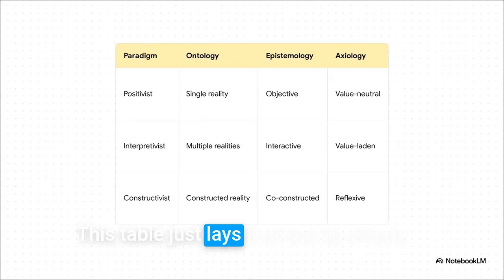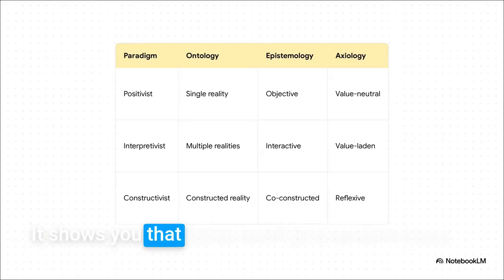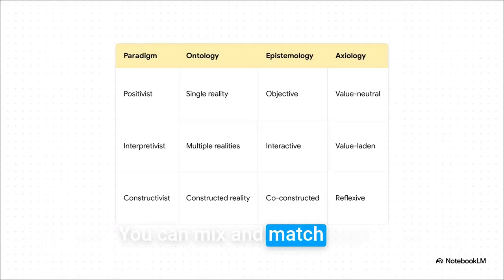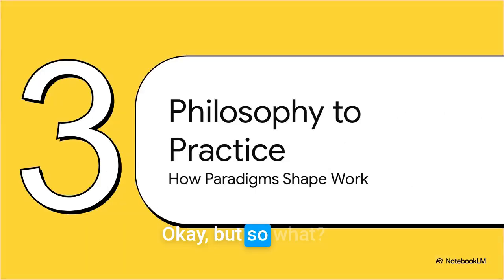This table just lays it all out so clearly. You can literally trace the logic. Look at the positivist row. A belief in a single reality creates this domino effect that leads straight to a value-free, structured approach. It shows you that these aren't just random ideas you can mix and match. They're coherent, interconnected worldviews.